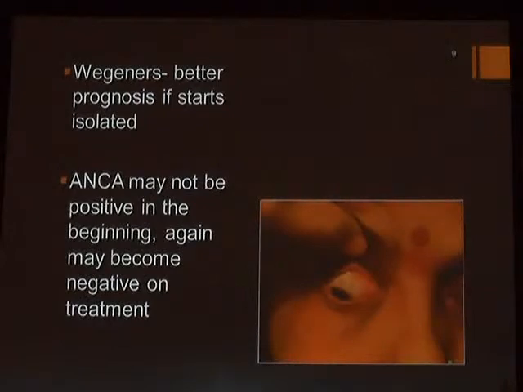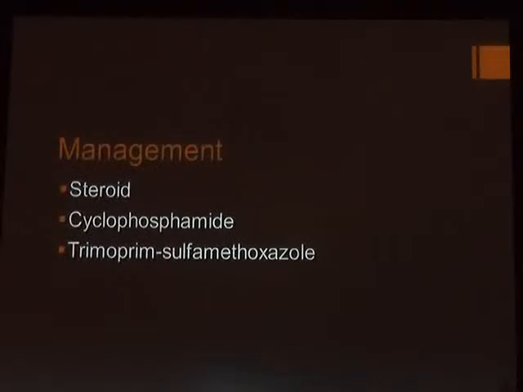ANCA may be negative in the beginning. As the disease progresses, it may become positive, and as you treat it, it may become negative again. And when you follow the patient over some time, the other manifestations such as pruritus may develop later. The hearing loss may develop later. Cyclophosphamide is very, very effective, and you're talking about a treatment duration of about 1.5 to 2 years.